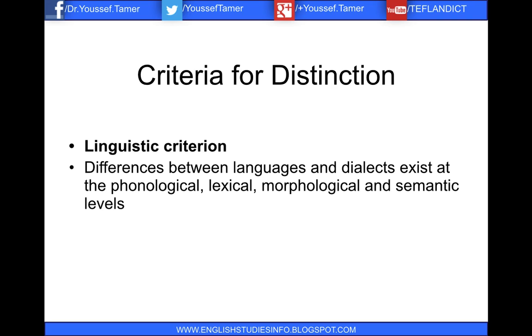Differences between languages and dialects exist at the phonological, lexical, morphological, and semantic levels. Take the case of standard Arabic, and compare it with Moroccan Arabic. If you take one example, the case of case marking: we have a lot of it in standard Arabic, but we don't have it in Moroccan Arabic. So this linguistic criterion can also serve as a way to distinguish between languages and dialects. It is said that languages have a somewhat complex grammar, phonology, etc., whereas dialects have a simplified grammar, phonology, and so on.